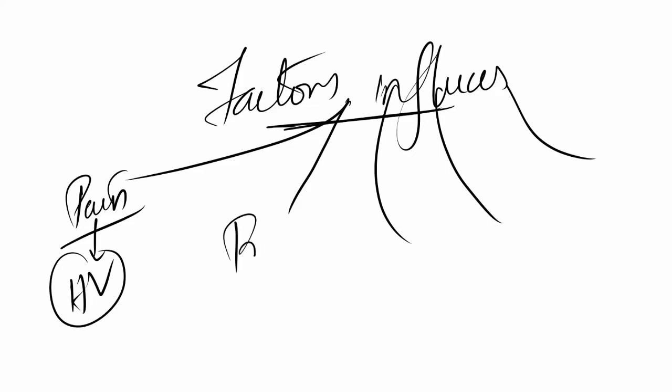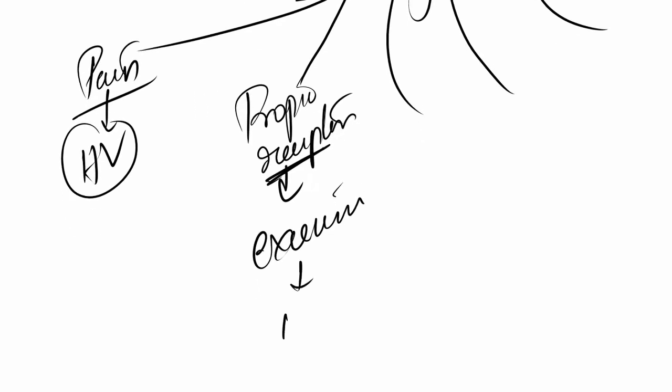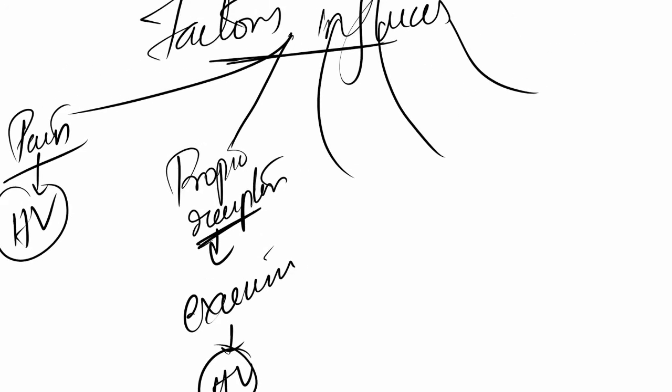Then we have proprioceptors. Proprioceptors are the receptors which say in what configuration your body is, like in what position you're standing, in what position you're sitting. So on exercise, these proprioceptors are excessively stimulated. So in exercise, what do we get? We get hyperventilation again. Done. Then we already discussed chemoreceptors.